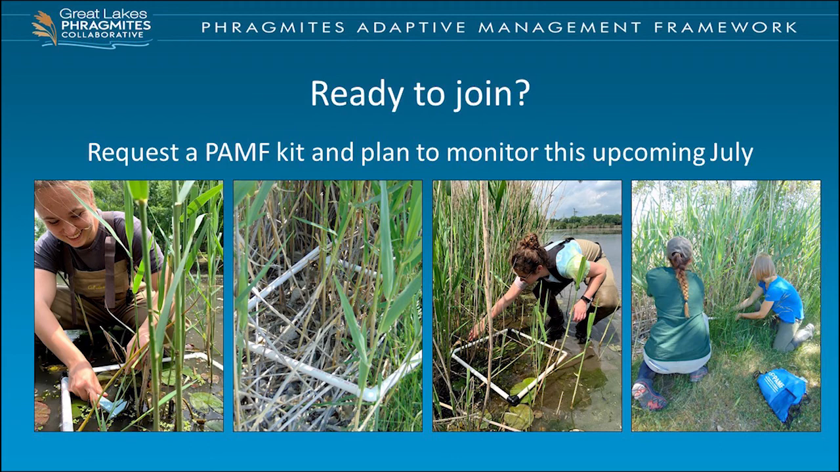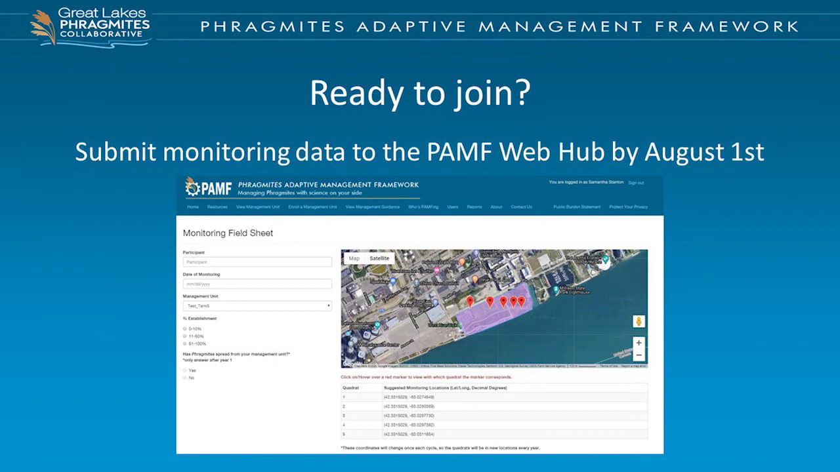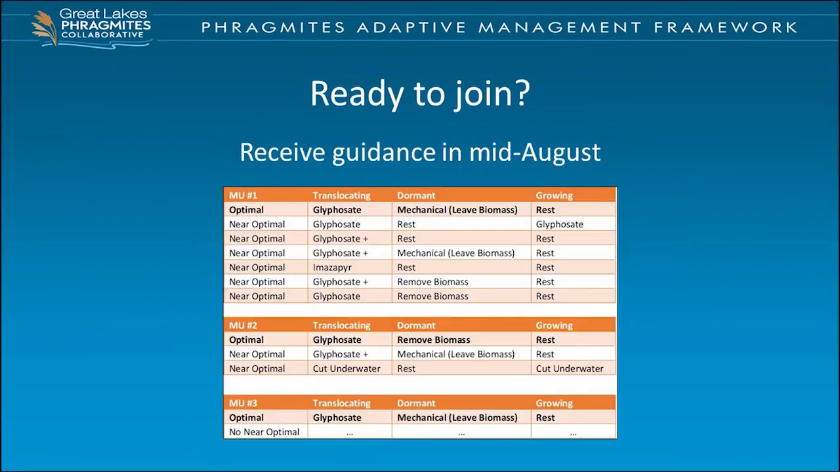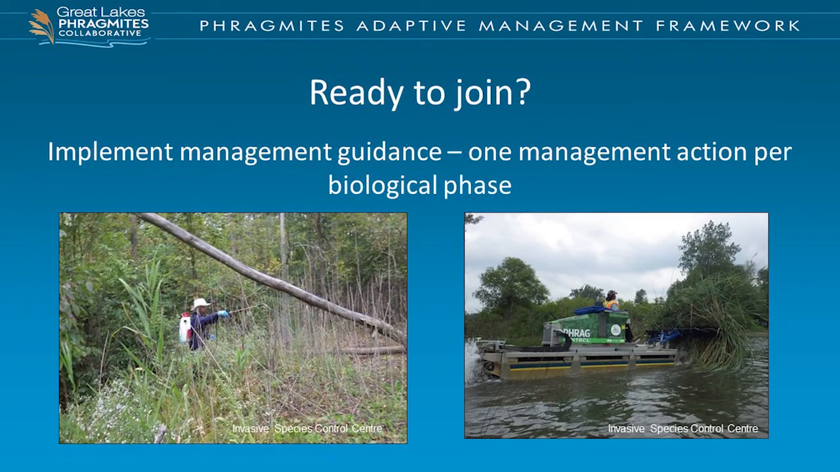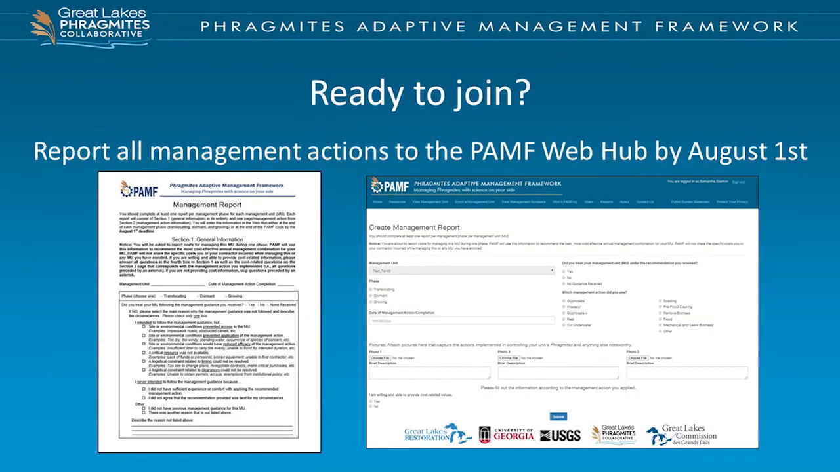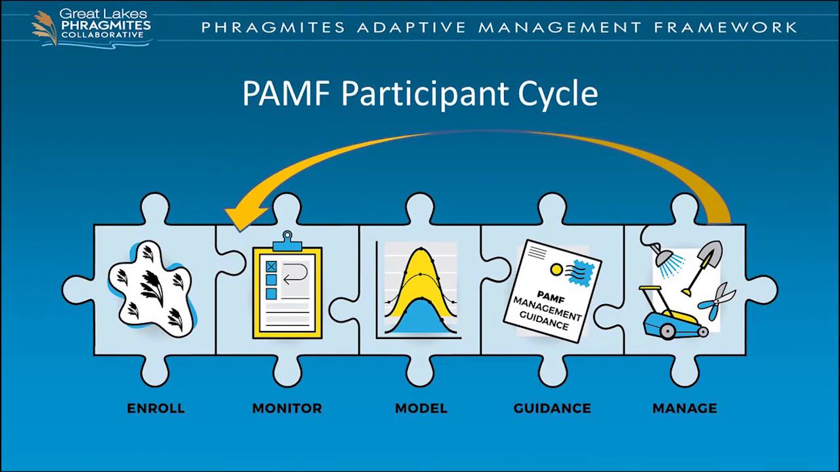Then, don't forget, you can email me to request one of those PAMF kits, and then you'll go out in July and you'll conduct the standardized monitoring procedures and submit all of that data to the Web Hub by August 1st. And then you'll receive guidance by mid-August. And this is just an example of what one participant received last year for their 3 management units as guidance. And then you're ready to start managing, and you can implement one management action during the translocating, growing, and dormant phases of Phragmites. And then report all of those to the Web Hub by August 1st. And then start all over again with monitoring the next year.